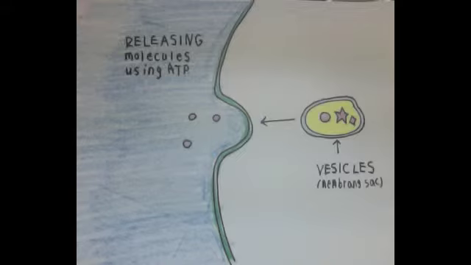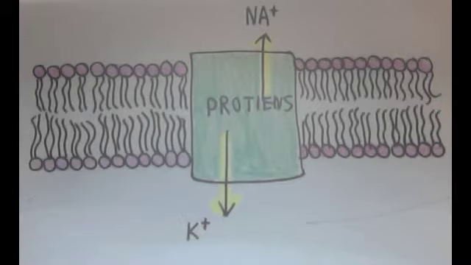Exocytosis is pushing substances out of the cell, such as the removal of waste. In the diagram, you will see the vesicle transporting the molecules and then releasing them by the use of ATP. Finally, the sodium-potassium pump can also be seen as an active transport example. With the help of ATP, they pump out 3 sodium ions per 2 potassium ions.